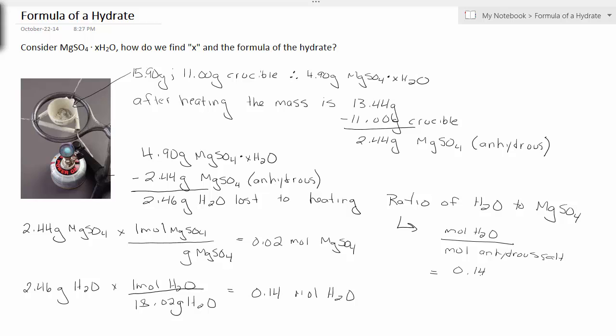This is going to solve for that x value. It's going to tell you x actually represents moles of water in the compound. So in our case, 0.14 divided by 0.02 is 7. x equals 7. The formula of the compound is MgSO4·7H2O, which is also known as magnesium sulfate heptahydrate.